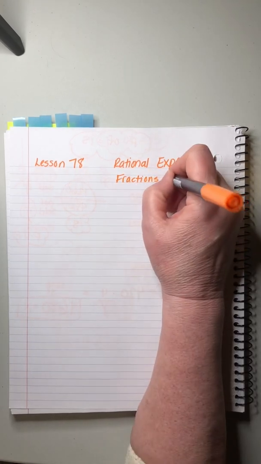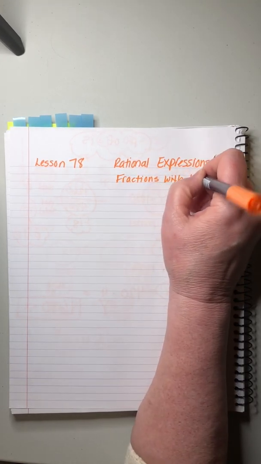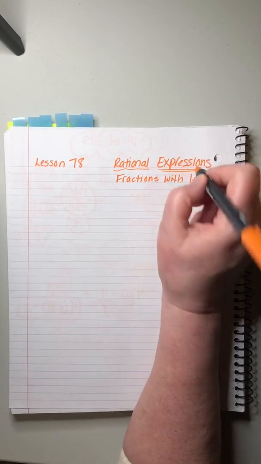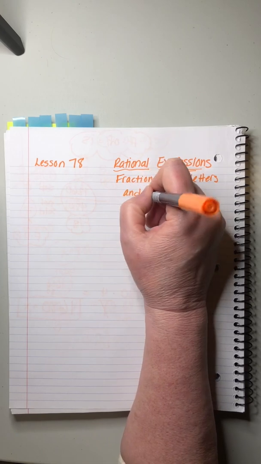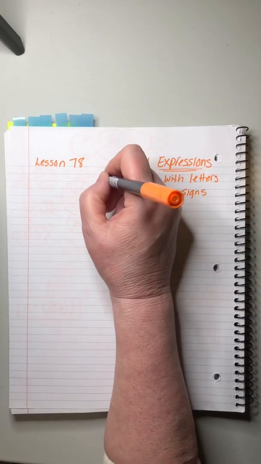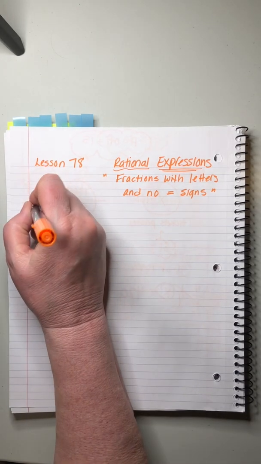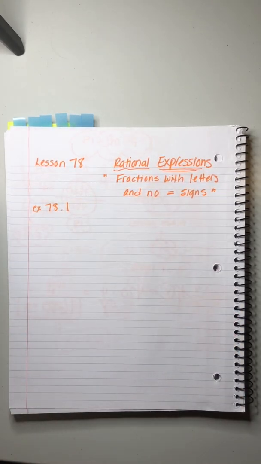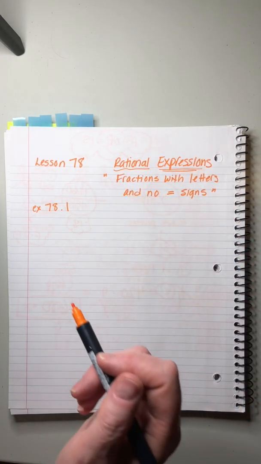fractions with letters. That's the rational part. And the expression part, and no equal signs. Okay? That's what I call these. Fractions with letters and no equal signs. Let me give you an example. That makes them seem way more friendly. Like they live in your neighborhood. There's something that you understand and know. Rational expression sounds like something out of Area 51. I don't know. I don't like the way it sounds.